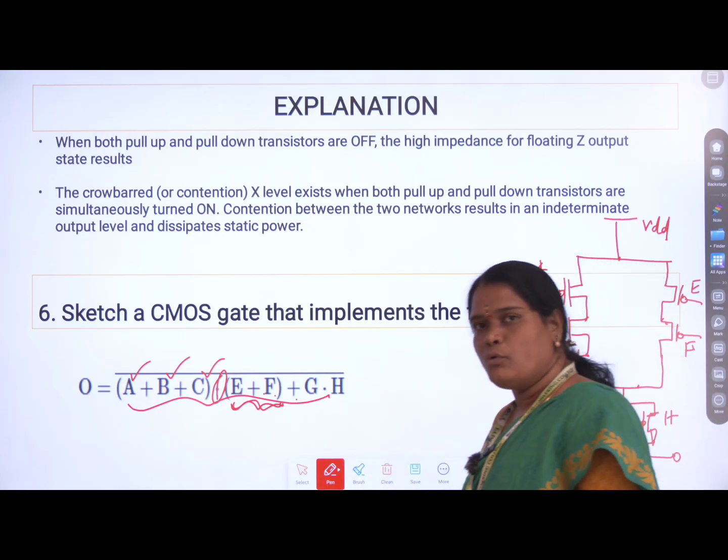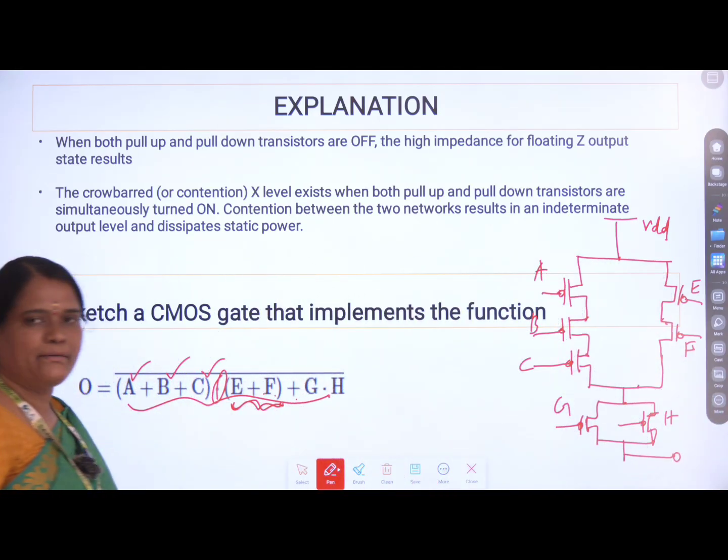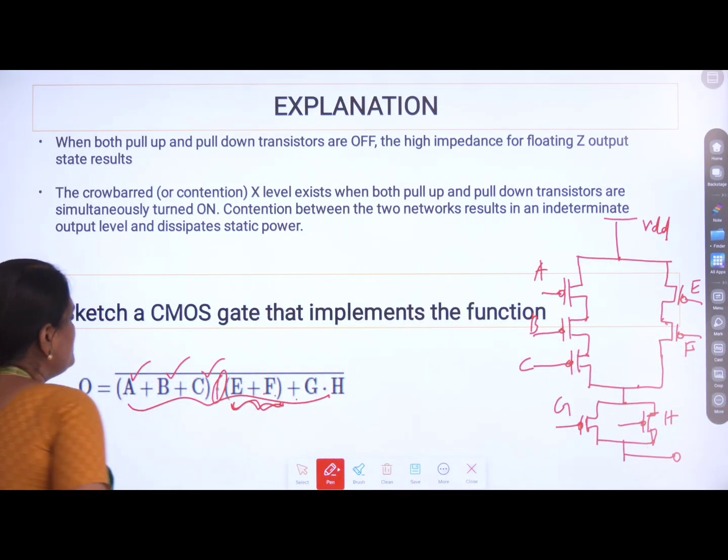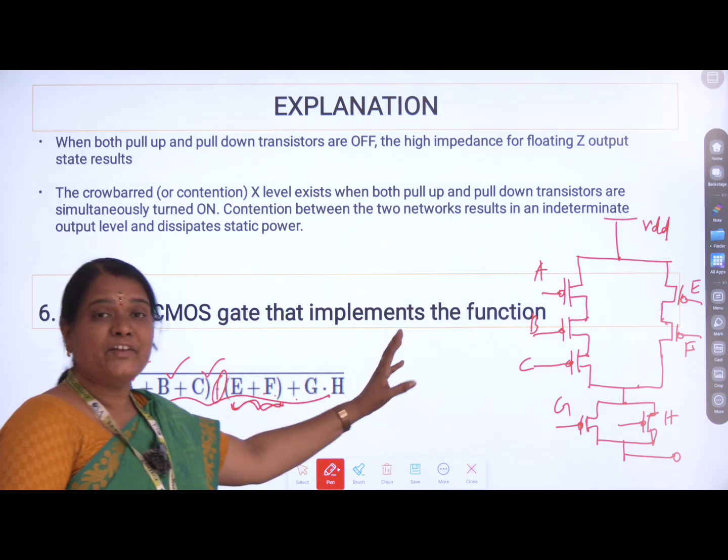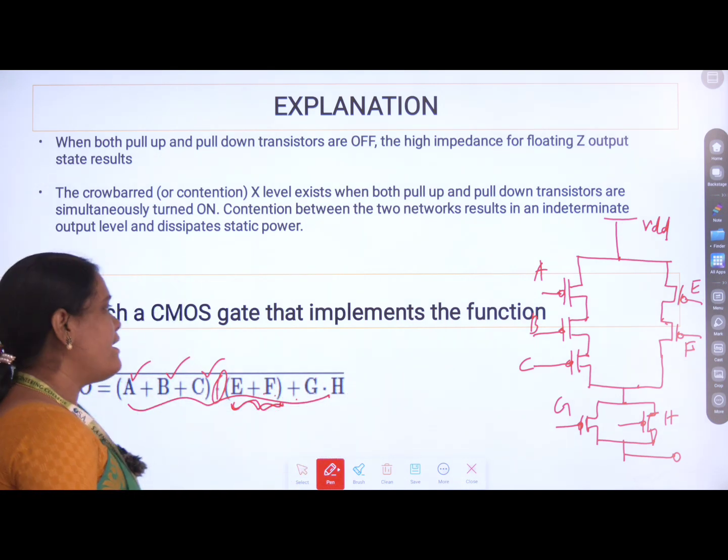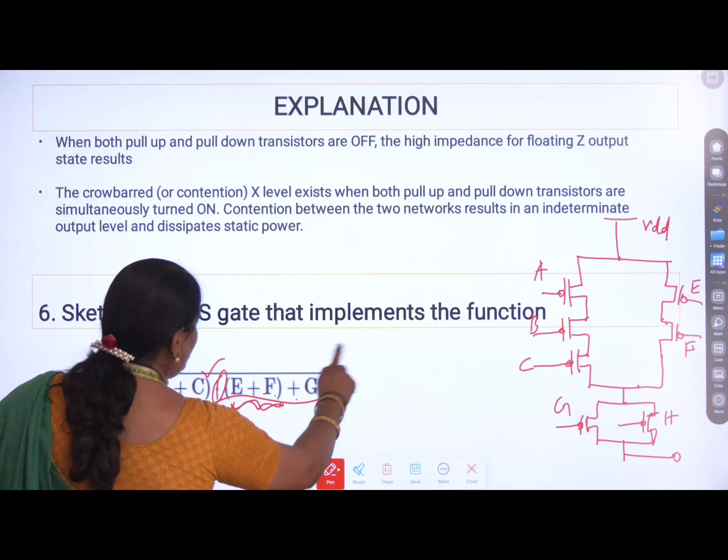For the pull-down network, we need to use NMOS, so the connections are reversed as in the case of the pull-up network.